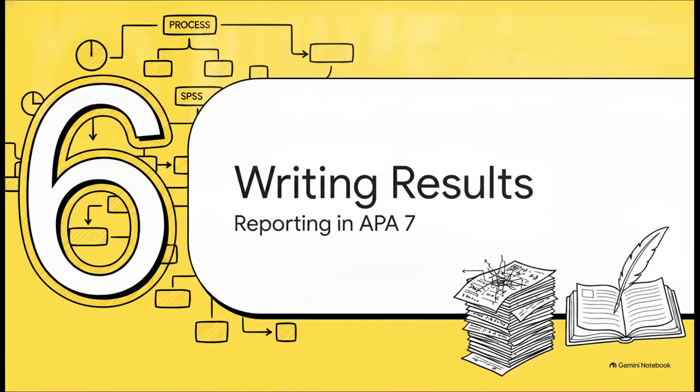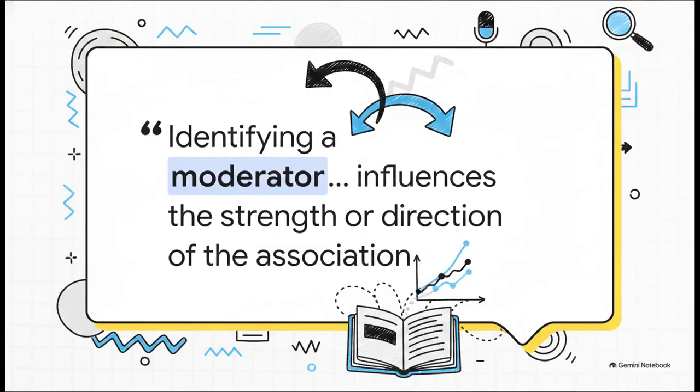Let's bring it all home in Section 6, Writing and Reporting Results. All right, let's bring you back to reality. You've run your SPSS PROCESS model, your output files are practically overflowing with numbers, and now you actually have to write the thing. How do you properly write up this complex web of relationships in strict APA 7 format? Well, as our source material points out, identifying these effects is crucial, but reporting them accurately is what gives your data its ultimate storytelling power.